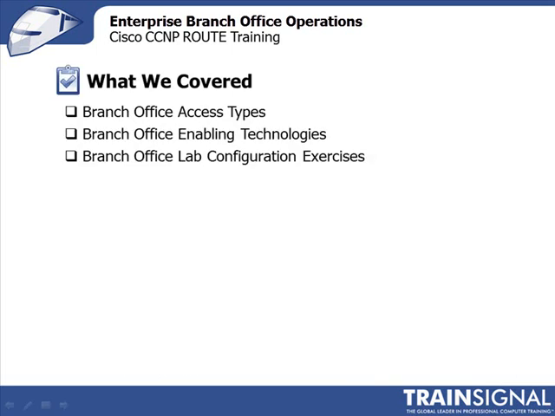So we've covered a lot of material in this lesson. We've first talked about branch office access types, SOHO telecommuters, small, medium, and large offices, the ISR Generation 2 routers, the 1900, the 2900, the 3900, and the 800 series. Branch office enabling technologies, broadband internet, for example, PPPoE to be able to authenticate connections. And then finally, we covered our branch office lab configuration exercises, where we actually authenticated using PPPoE and used a site-to-site VPN between 2 of the routers in our networks.